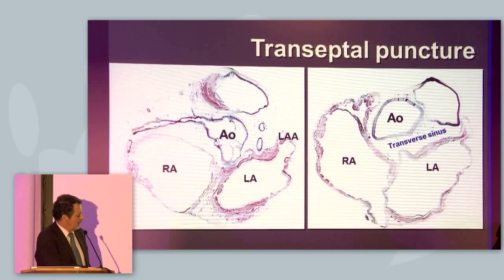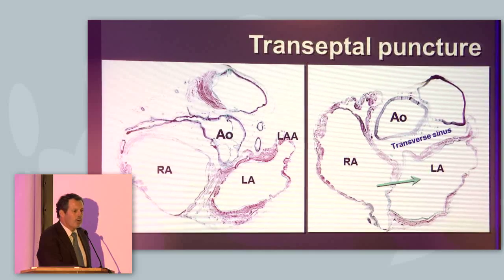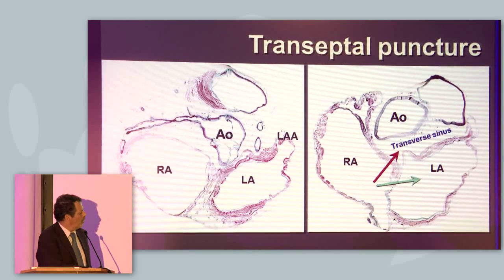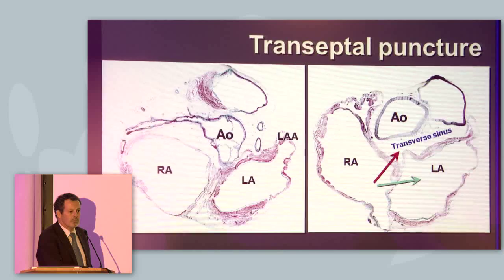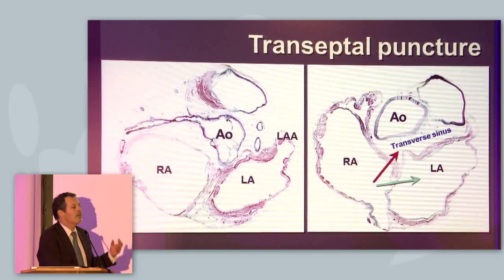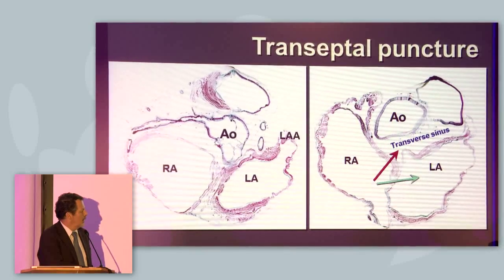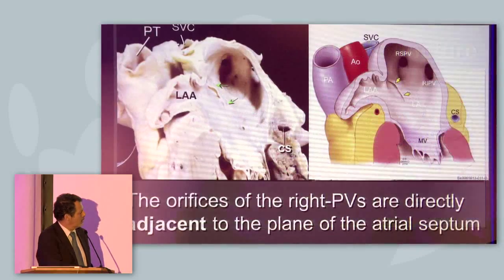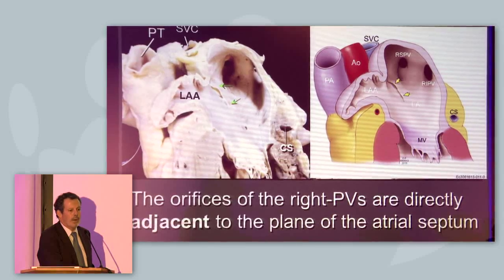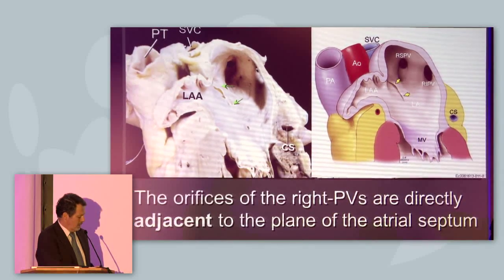Please note that in the approach anteriorly we go through the transverse sinus. And this is the risk of induced pericardial effusion in this area. The anatomic relation with the aorta should be taken into account when we are approaching the left atrial appendage.